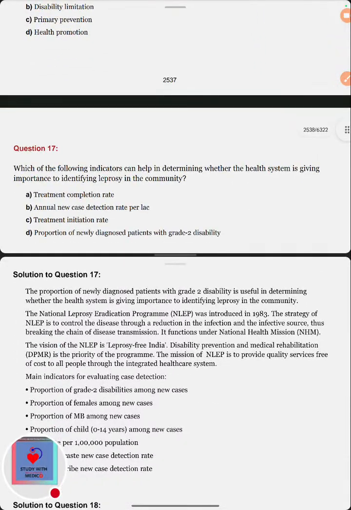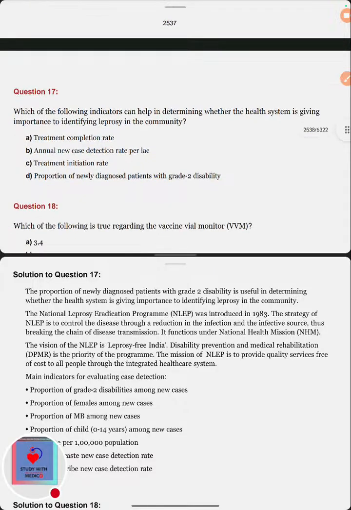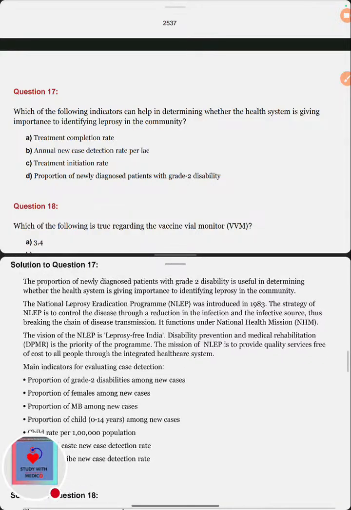Okay, next question. The following indicators can help in determining whether the health system is giving importance to leprosy in the community. A newly diagnosed patient with grade 2 disability is used in determining whether the health system is giving importance to leprosy in the community.